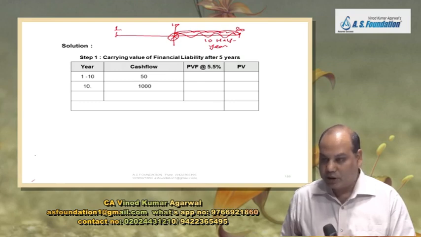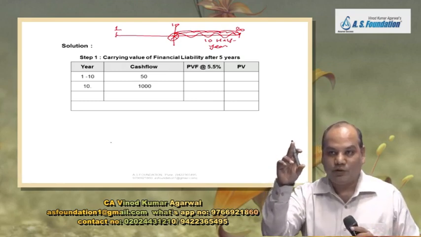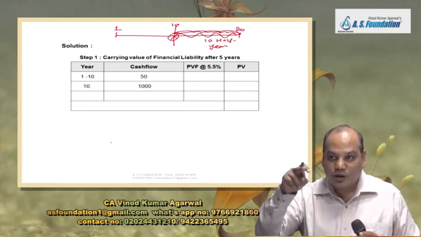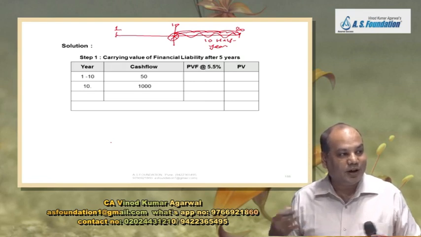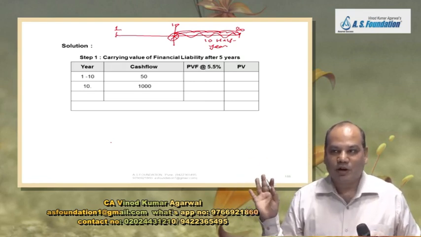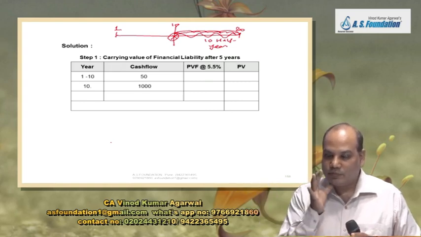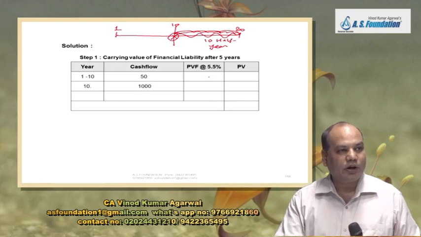Otherwise you can prepare a table, but that table will require 10 calculations. 1, 2, 3, 4, 5, 6, 7, 8, 9, 10, because 10 half years are remaining. Your answer will be the same. You can try it as homework. Is it right? Anybody for the 1 to 10 annuity factor?